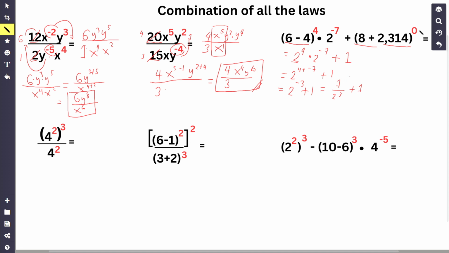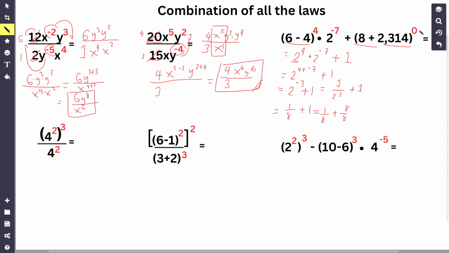I hope this one is still clear. And then what is 1 over 2 raised to 3? Obviously, that is 1 over 8, and then plus 1. And how do we add this? This is also the same as 1 and 1/8, right? But anyway, to do this, I'm going to transform that 1 in a way that it will have a denominator of 8. How, sir? This will become 1 over 8 plus 8 over 8.